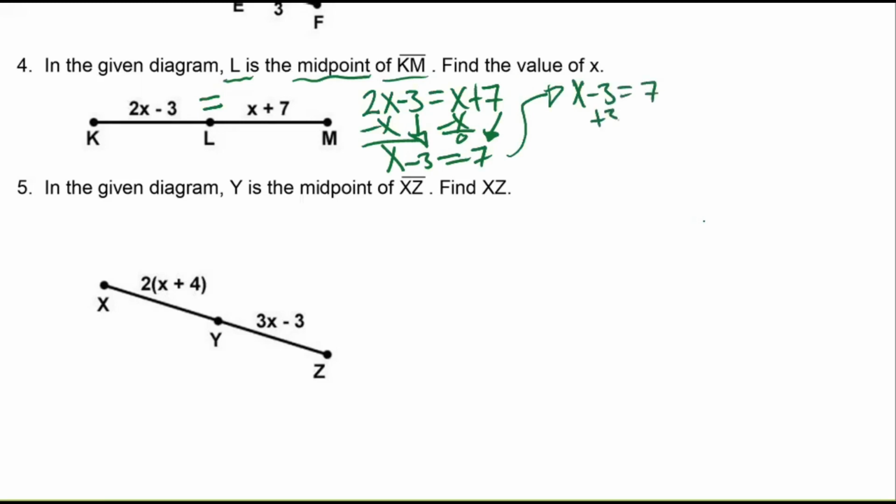So plus 3 to get rid of the 3. 7 plus 3 is 10. I bring down my answer. x equals 10. You found the value of x. We found it, and you're done.